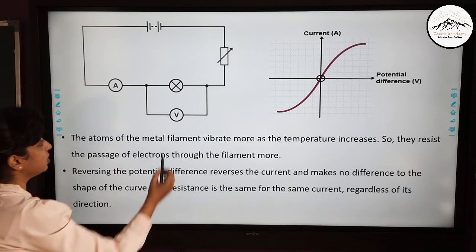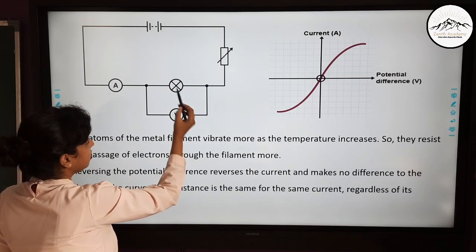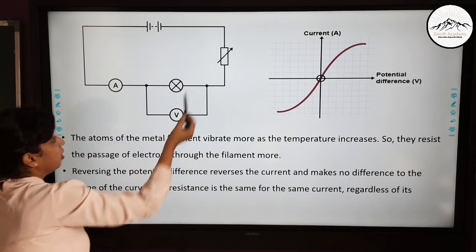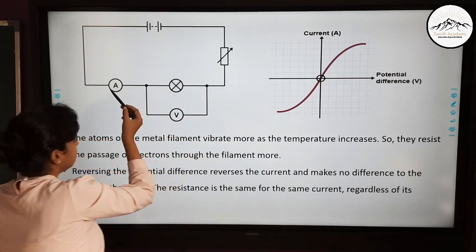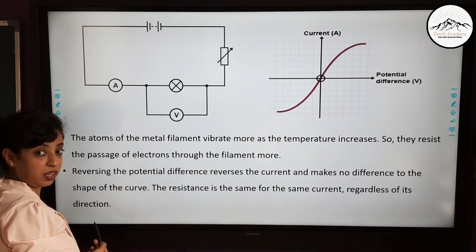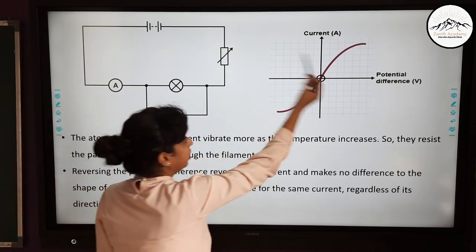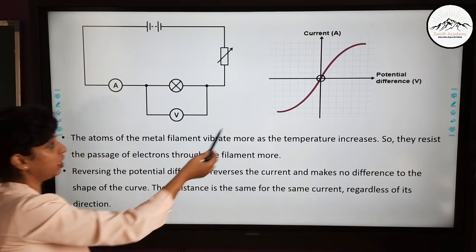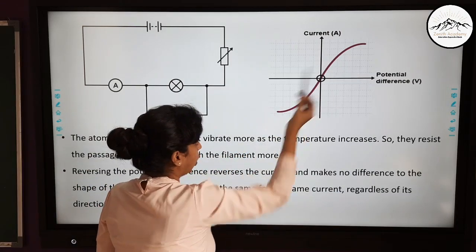So now you can see I have replaced the resistor in the Ohm's law circuit with a filament lamp, and now if I change the rheostat, I will see a change in ammeter and voltmeter reading, and if I plot it, I'll get a graph something like this. This is very clear that this relationship is non-linear.